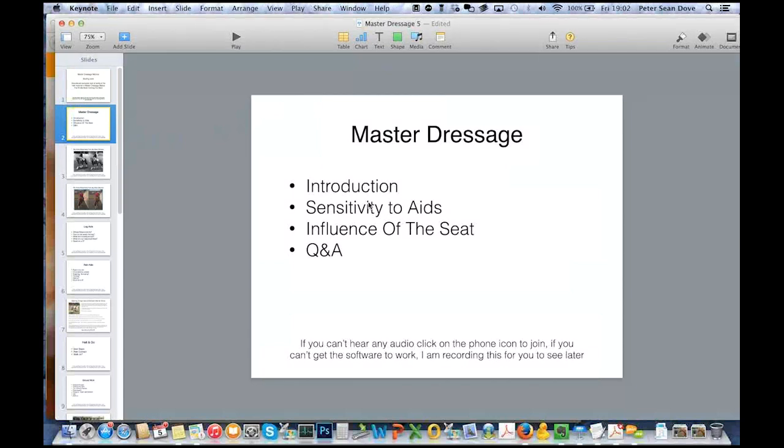So we'll also go and have a look at the influence of the seat as well. I've got some really great links for you to go and have a watch of some videos, 'cause that will really help make it clear in your mind what the seat should be doing and perhaps what the seat shouldn't be doing. And we've got a couple of little exercises that we can do later on as well.